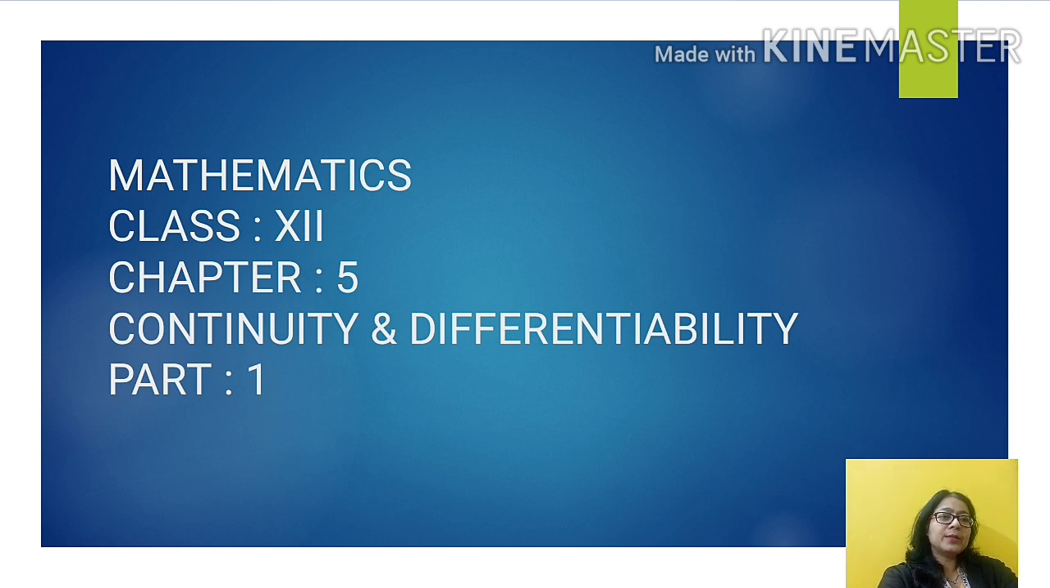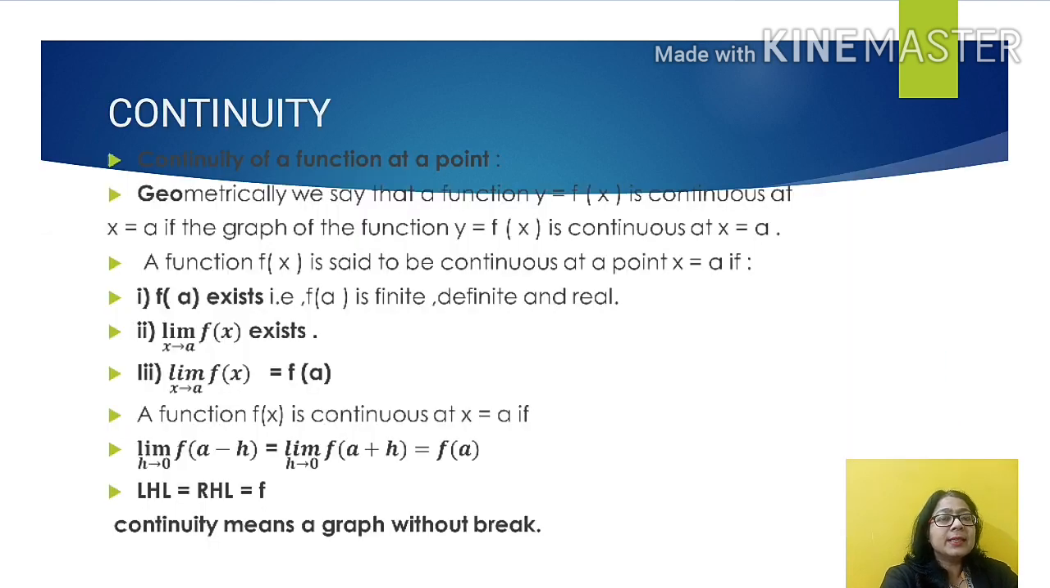Today I am here to discuss Mathematics of Class 12, Chapter 5, that is Continuity and Differentiability. As you all know, continuity and differentiability is a part of calculus. From this chapter almost 7 to 8 marks come, sometimes even more. So the first part of this chapter is continuity, which I will discuss today. Let us see what continuity is.